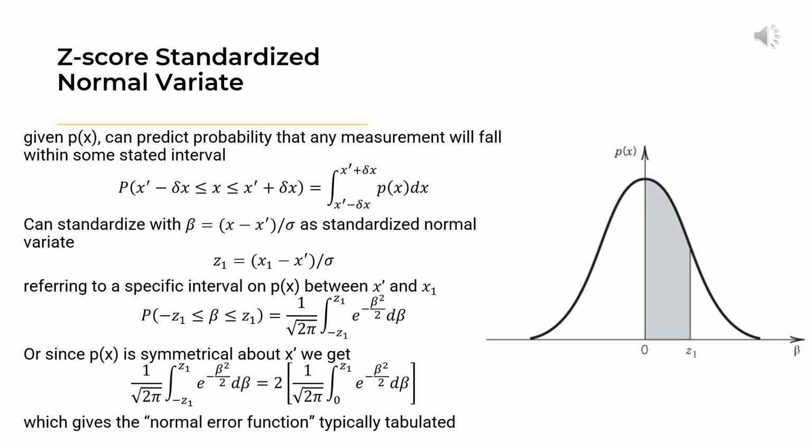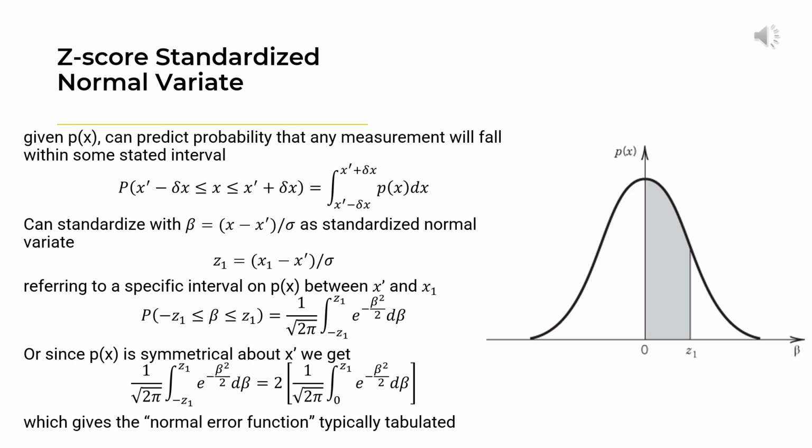It follows that dx equals sigma d beta, and so this can be written: the probability between minus z1 and z1 is equal to 1 over square root of 2 pi, the integral from minus z1 to z1, of e to the minus beta squared over 2 d beta.